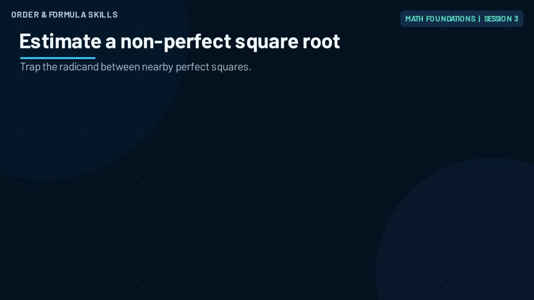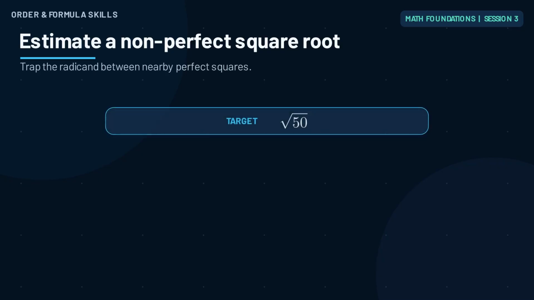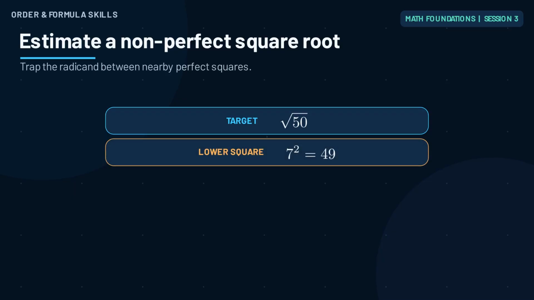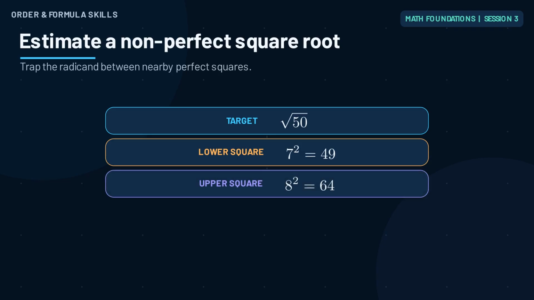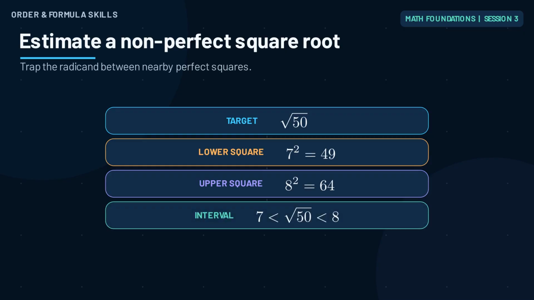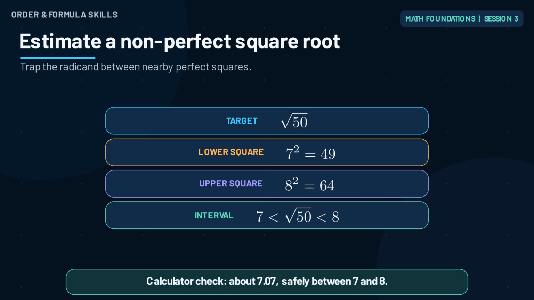Suppose we need to locate the square root of 50. Find the perfect squares on either side. 7 squared is 49, and 8 squared is 64. Because 50 lies between 49 and 64, its square root lies between 7 and 8. 50 is only 1 above 49, so the root should be just above 7. A calculator gives about 7.07, which fits our interval. This estimate is a powerful error check. Any display below 7 or above 8 cannot be correct.